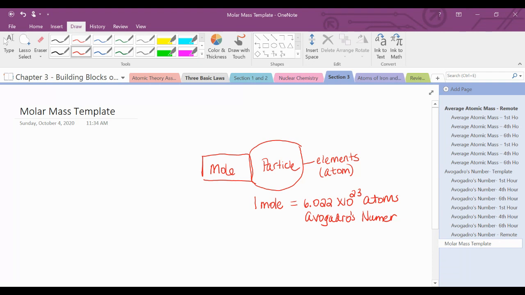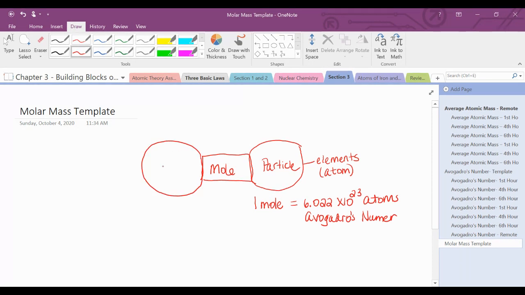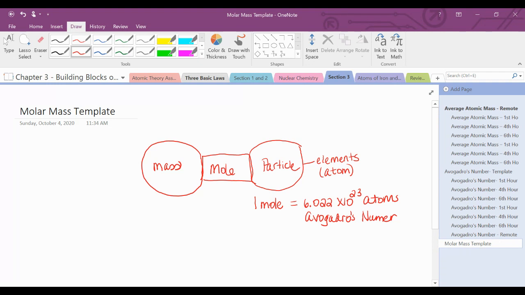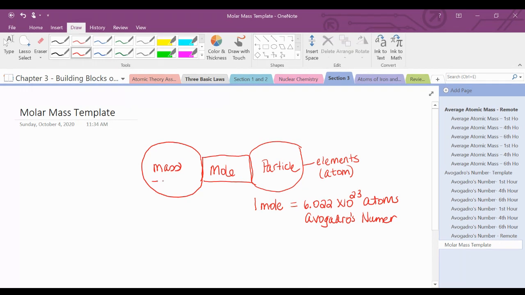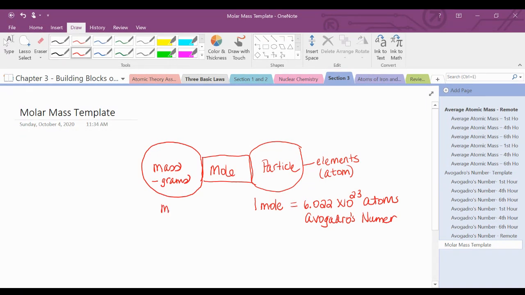Okay, so the next one that we want to look at what the mole connects to is the mole can connect to the mass. Now, mass is the quantity, and the unit for mass we're going to be talking about is grams. So this has a relationship called the molar mass.